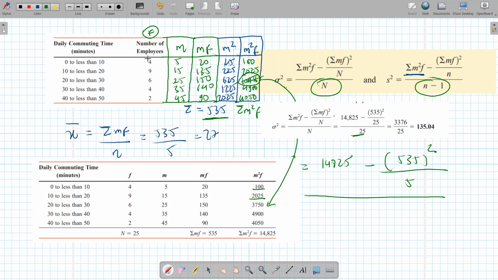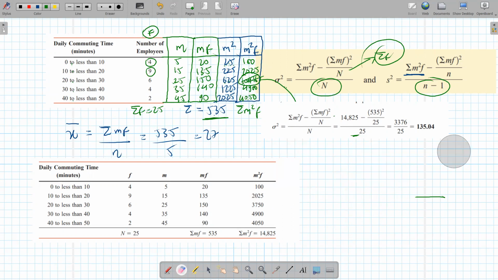Okay, f was also wrong. F is the sum of this. Summation f is 25. So here n doesn't mean how many things there are. Here n means summation f. So anyways, the population variance that they found was 135.04. Cool.